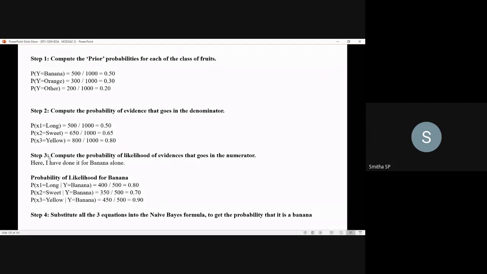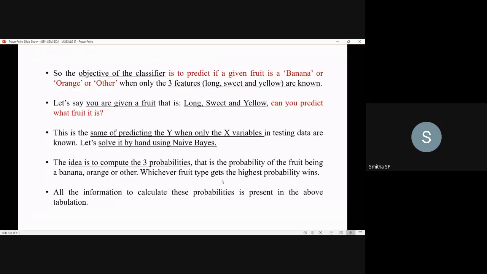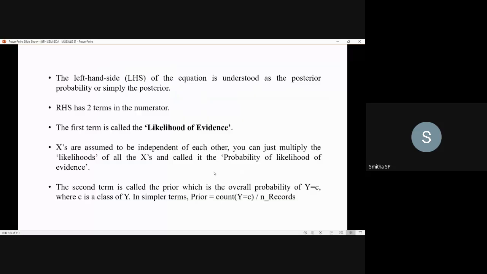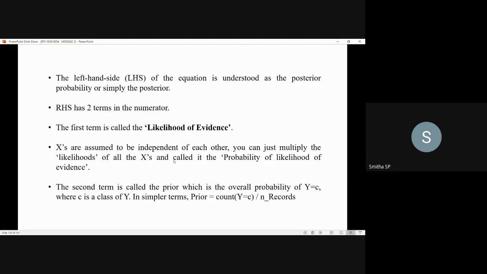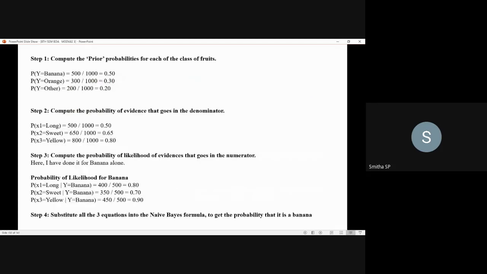So in the third step, you have to compute the probability of likelihood of evidence. That is what you see in the numerator. The first term you can see here is the probability of likelihood of evidence. Now you have calculated the probability of evidence. Now you have to compute the probability of likelihood of evidence. So how to compute this? For all the three fruits, you have to calculate this.